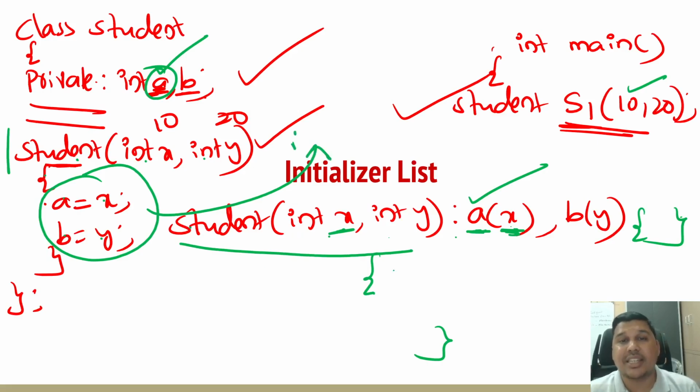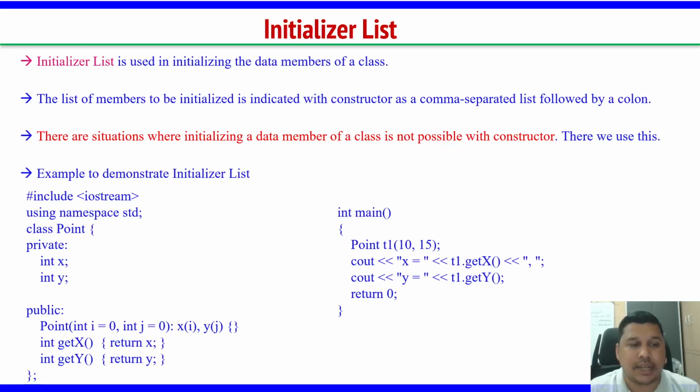Okay, so this is the syntax of initializing values to the private data members of the class. Either you can use a parameterized constructor or you can use the initializer list format. In this example, I have a class Point with two private variables, int x and int y. I am creating object t1 with 10 and 15.